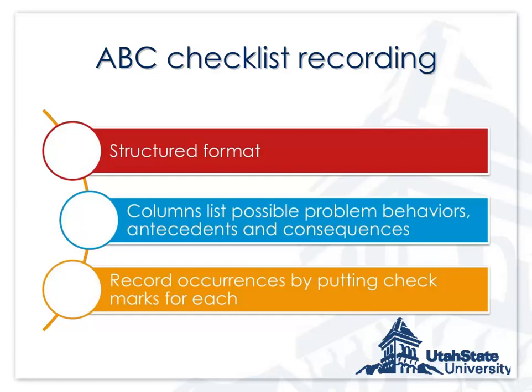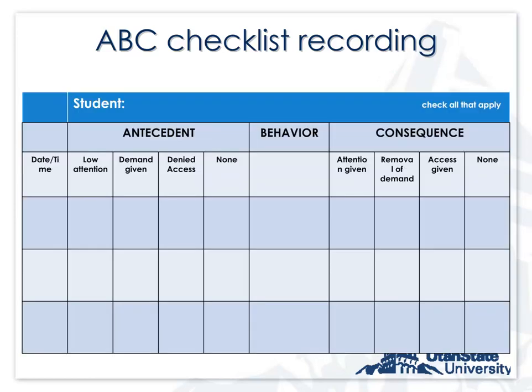Another type of descriptive assessment is a more structured version of the ABC recording. It's an ABC checklist recording. In this case, each column of the form lists possible problem behaviors, antecedents, and consequences. The observer then records the occurrence of each by putting a check mark to the one that applies. There are many ways to design ABC checklists. This is just a sample checklist describing a few categories for antecedents and a few for consequences. Every time the problem behavior occurs, a check mark is put in the corresponding column for both antecedents and consequences. You may also want to briefly describe the behavior that occurred.